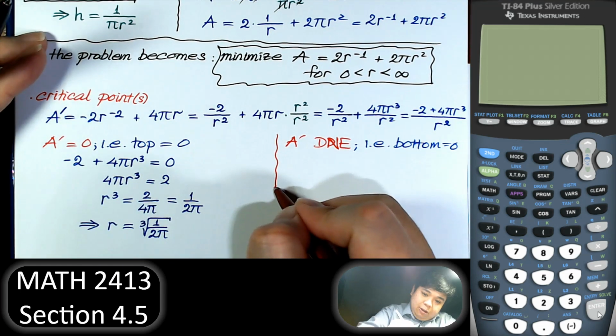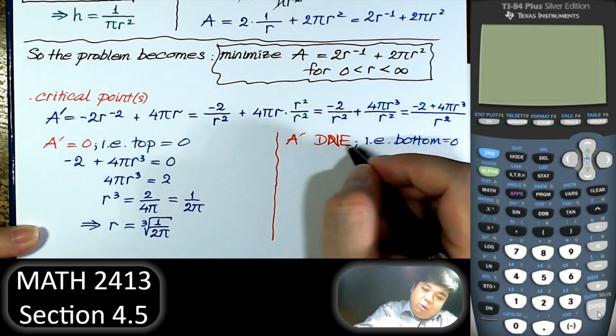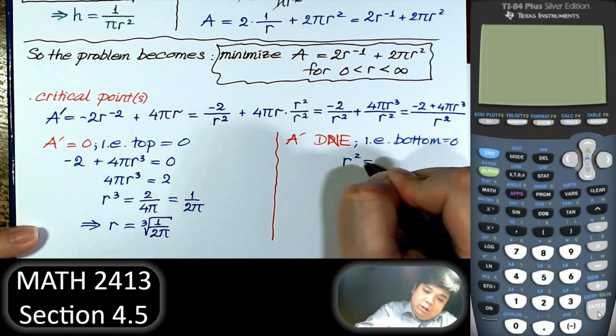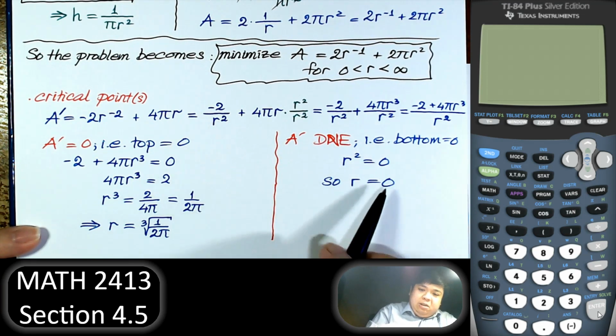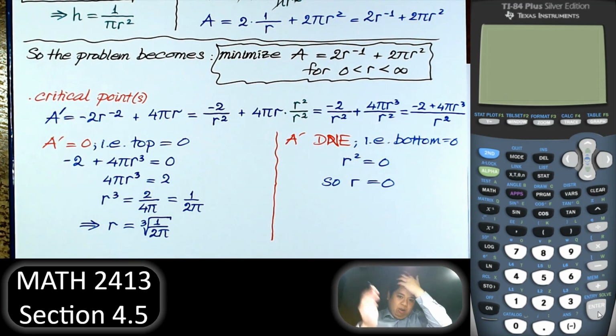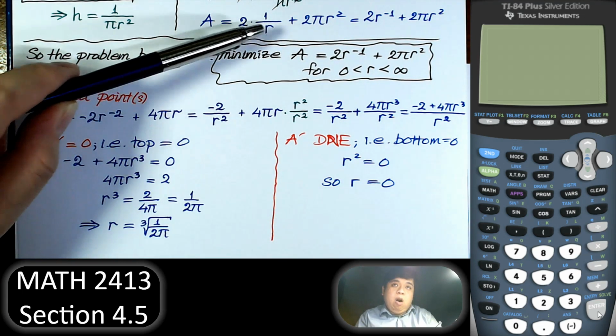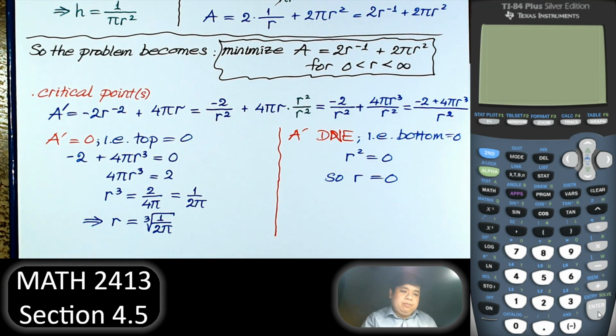And then the derivative does not exist when the bottom is equal to 0. So r is equal to 0. But it's not going to work, right? The radius cannot be 0. So of course we don't have that. Besides, if you put it in the original problem, it's undefined. So r cannot be 0. So we only have one critical point here.